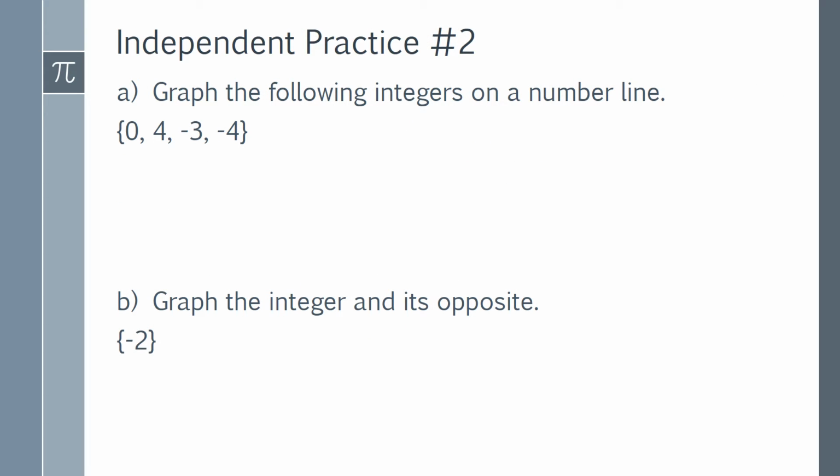Independent practice number 2. Part A. Graph the following integers on a number line: 0, 4, -3, and -4. Part B. Graph the integer and its opposite, -2. Now is a good time to pause this video and work on this problem if you have not done so already.